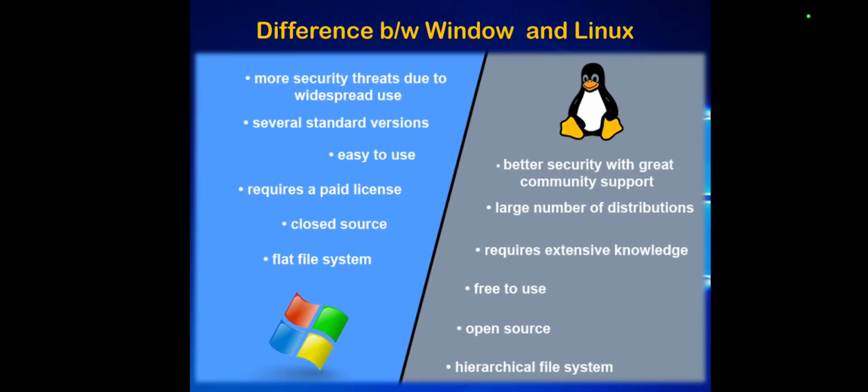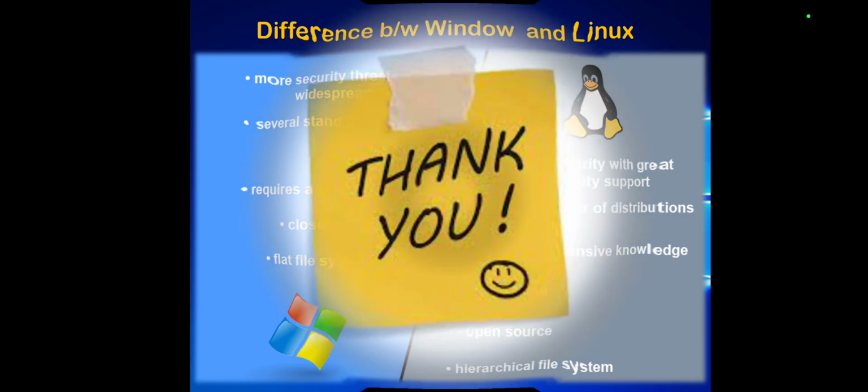So let's see the difference between Windows and Linux. Windows: most security threats due to widespread use, several standard versions, easy to use, requires a paid license, closed source, flat file system. Linux: better security with great community support, large number of distributions, requires extensive knowledge, free to use, open source, hierarchical file system. Thank you.